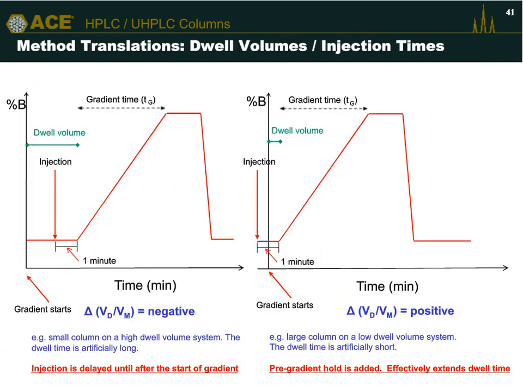Now, this slide shows you when you need to pre-inject or when you need to hold your injection, depending on this difference in dwell volume to column volume ratio. Lots of instrumentation nowadays allows you to do an injector program, which allows you to actually program in when you inject, when the gradient starts, and so on and so forth. But not all instrumentation gives you that option.